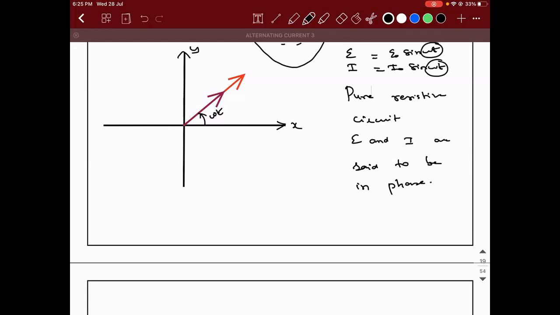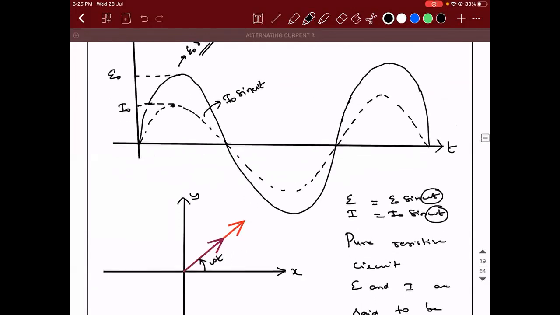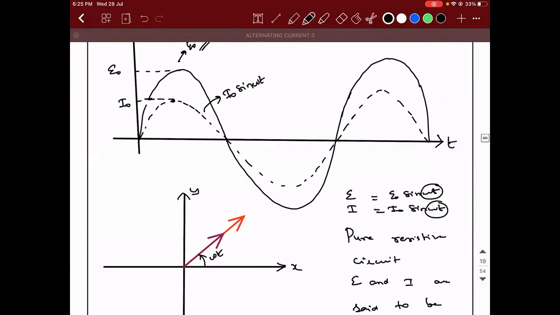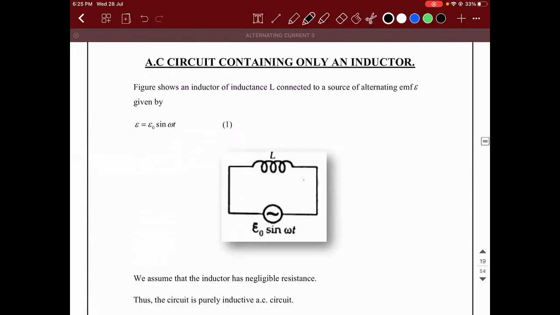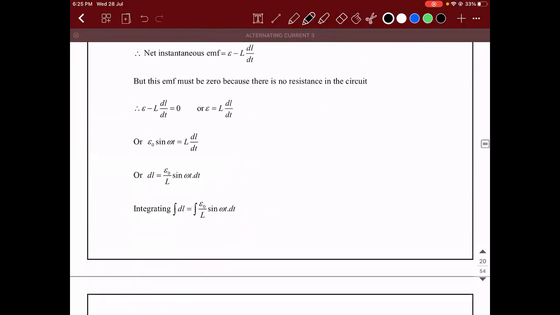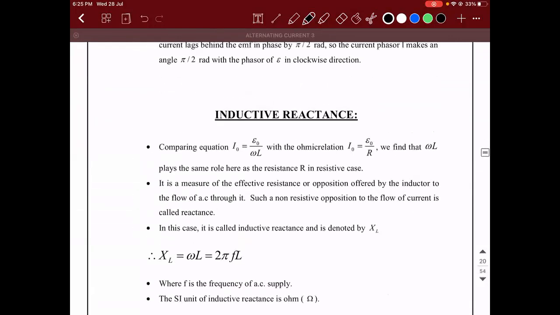Guys, how the questions can be asked in your exam is, they'll give you this kind of a graph and ask you that the AC source is connected across what kind of a device. That time you should say it is connected across a pure resistive device. Similarly, they can give you a phasor diagram and ask which device the AC source is connected across. That time also you should be in a position to answer it. Okay. So inductor I will do as the third part.